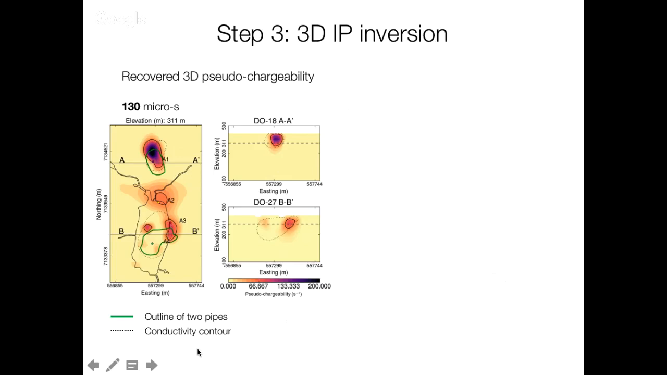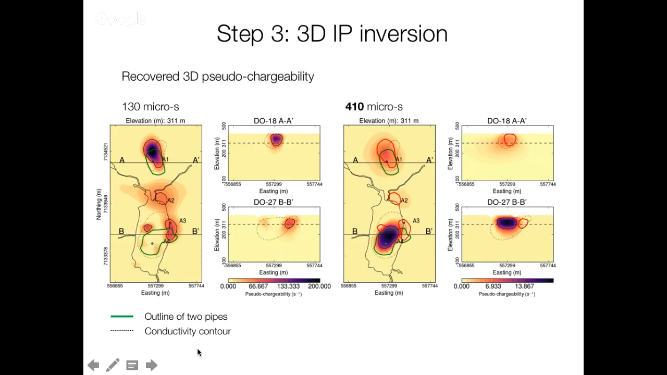So what are we going to get from that? At 130 microseconds, a bit earlier, we invert those data, and we get something that looks like this. We get a really high chargeability up here, here, here. So A1, A2, A3 there, and here's this cross-section.